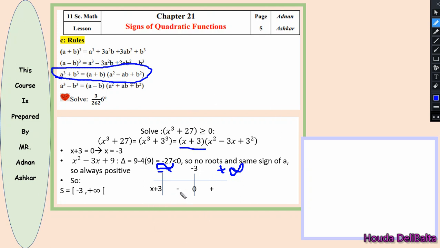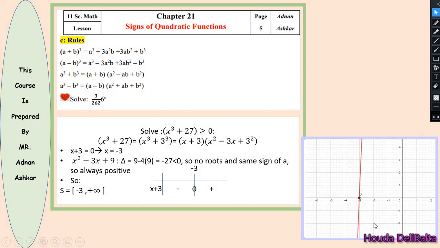So, as you know, before the root, we have the opposite sign of x, which is plus here, so its opposite sign is minus. And after the root, we put the same sign of x. Because we need it greater or equal to 0, so we take this part, which is from minus 3 till plus infinity. And here we go with the figure, or the curve, of this x cubed plus 27.